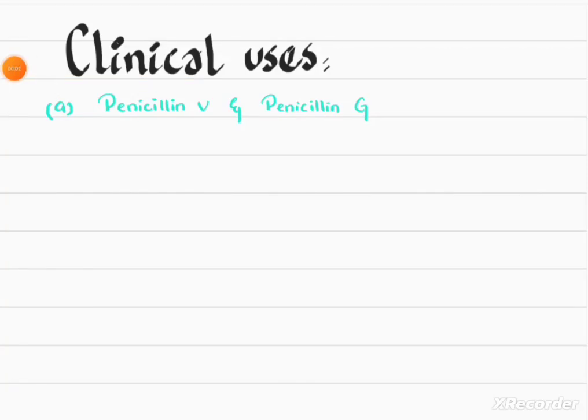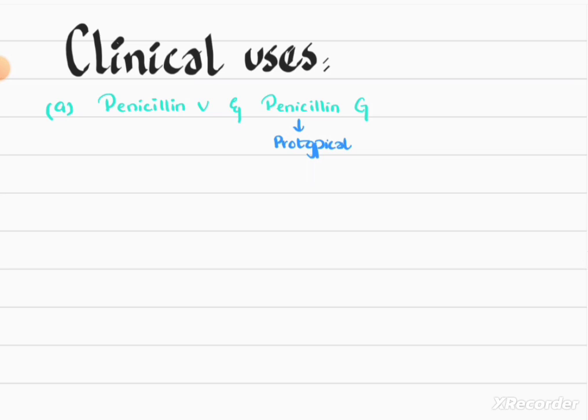Let's move towards the clinical uses of penicillins, and we will discuss the uses class-wise as they have different spectrum of activity in each class. So we'll start with the narrow spectrum penicillins, which are penicillin V and penicillin G. Now, penicillin G is a prototypical drug of all penicillins, and it has a limited antibacterial spectrum.